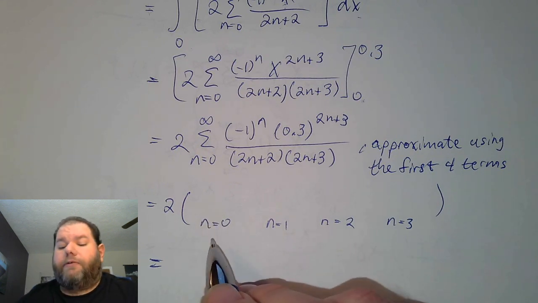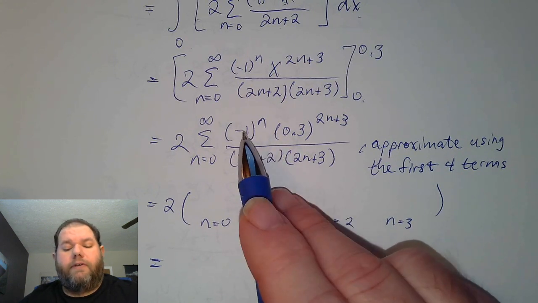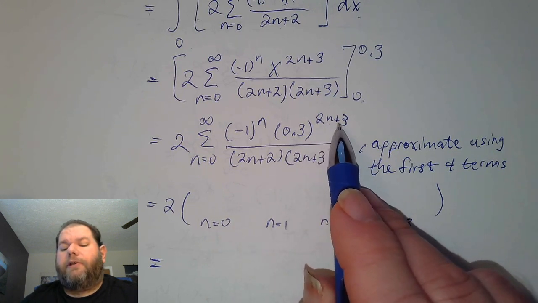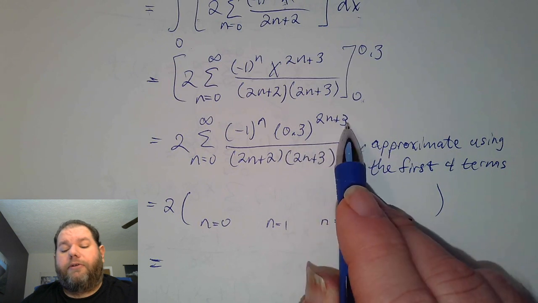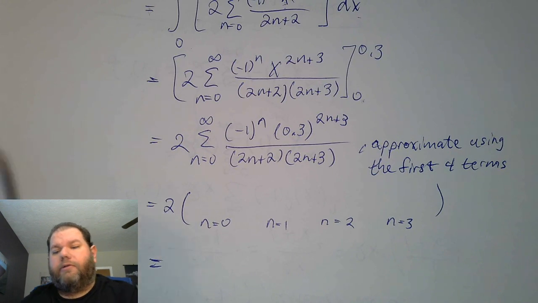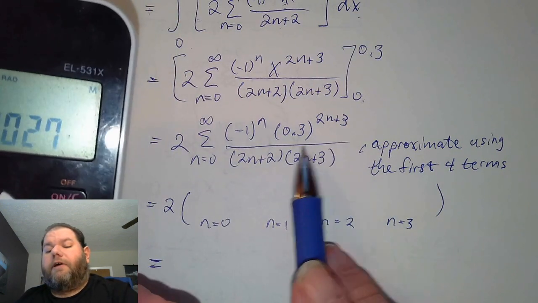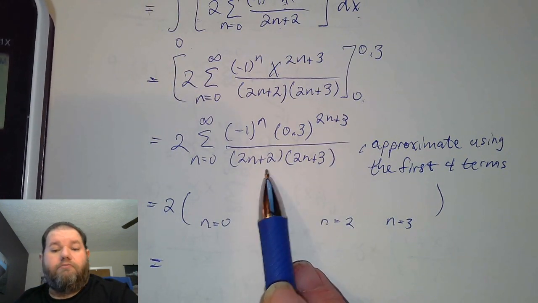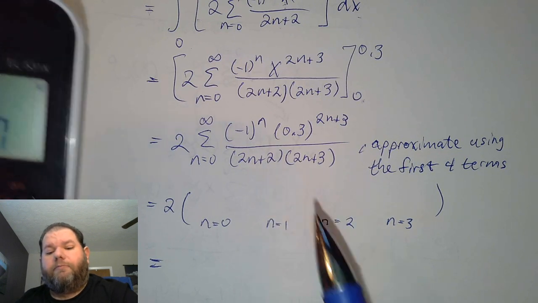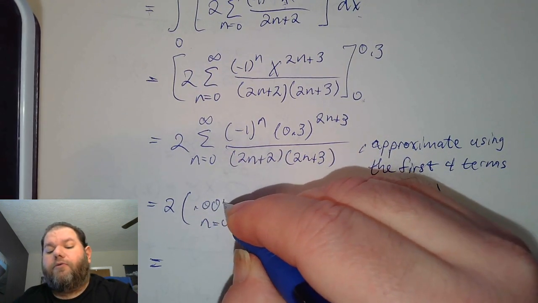So we start n equals 0. That's the first term of our series. Negative 1 to the 0 is positive 1, so we know this one's positive. 2 times 0 plus 3 is 3, so I have 0.3 to the third. I'll put that into the calculator, 0.3 raised to the third power. And then divided by 2 times 0 plus 2, times 2 times 0 plus 3, so 2 times 3 would be 6. I divide that by 6, so we get 0.0045.